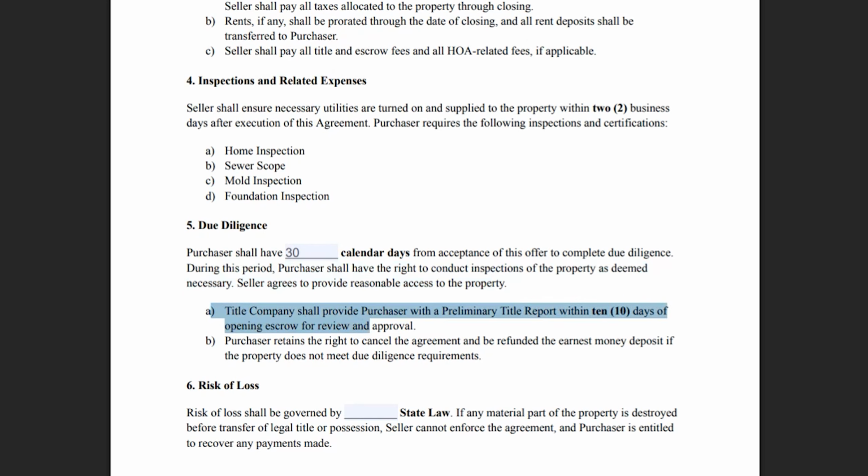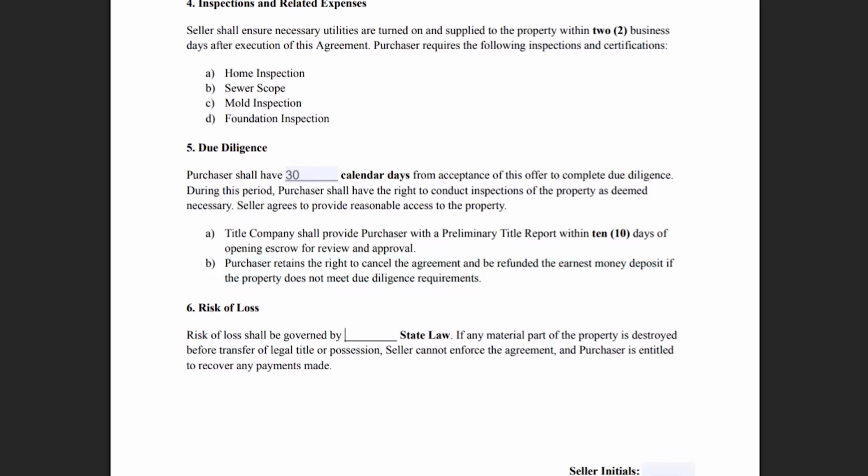Title company shall provide purchaser with a preliminary title report within 10 days of the opening of escrow. Purchaser retains the right to cancel this agreement and be refunded the earnest money if the property does not meet the due diligence requirements. So B means that if you have 30 days and you decide to cancel the agreement, you're getting your money back. You're just going to fill in what your state law is.